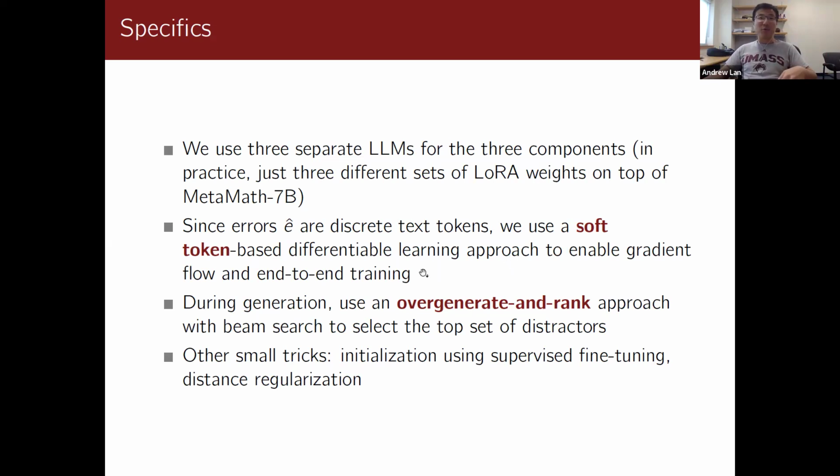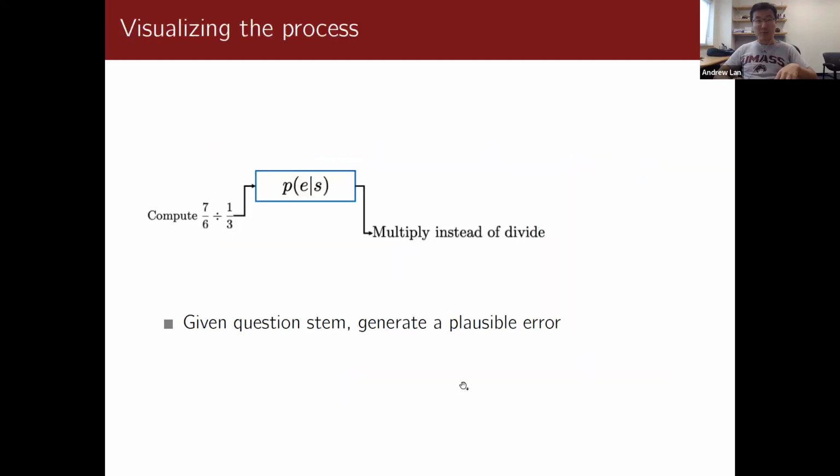Since we treat errors as text, we use a soft token-based differentiable learning approach, which I'll explain later. During generation, we use an over-generate and rank approach. If you want to create a set of distractors, we over-generate errors and distractors, and then use a beam search to identify, if you want three, the top three sets of distractors through a particular metric. There are also small tricks that we will be explaining.